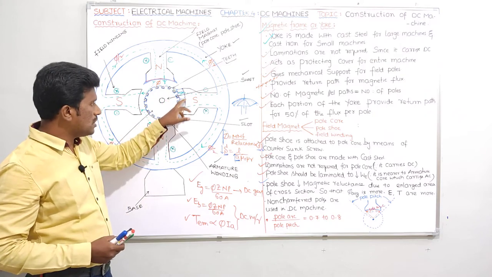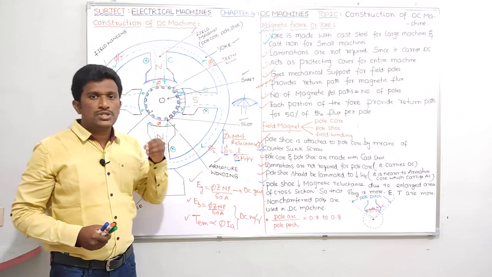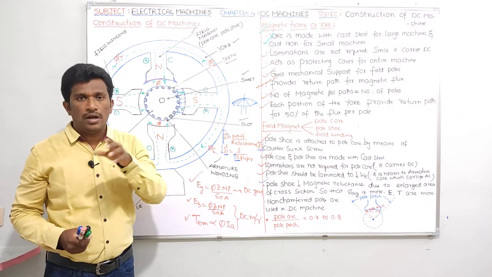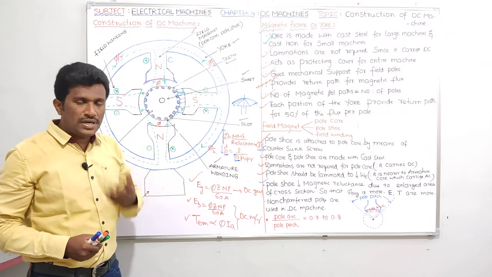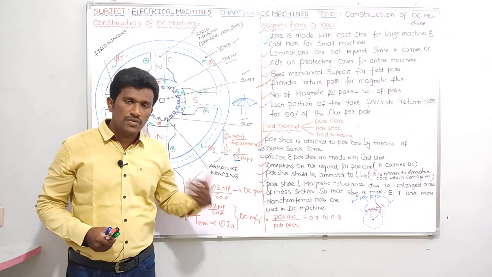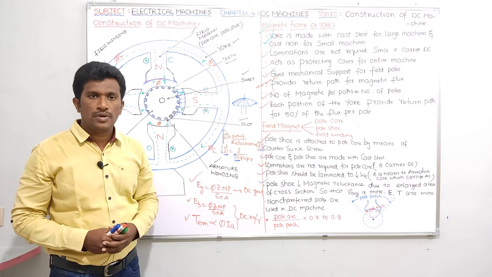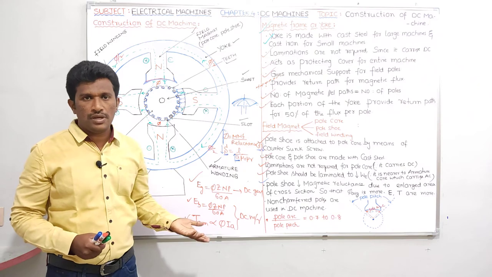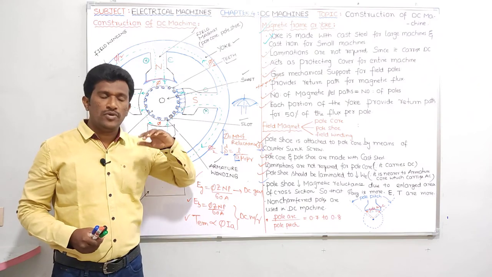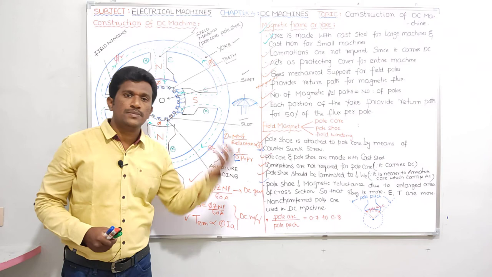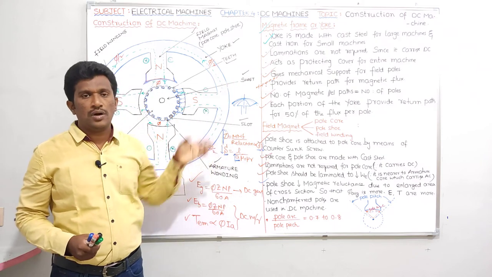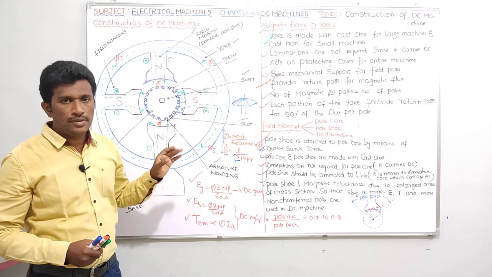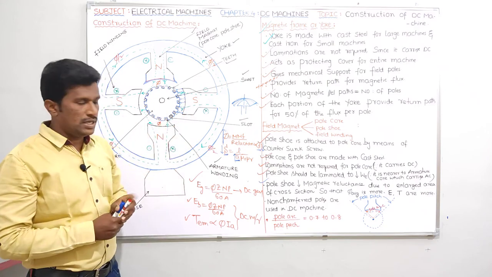Because of using non-chamfered poles, the flux density distribution will be a flat topped or trapezoidal waveform, so the average value of flux increases, EMF will be more, and torque will also be more. There is no need to bother about harmonics in a DC machine. We have to bother about harmonics in a synchronous machine and a transformer, not in a DC machine. Therefore, you have to use non-chamfered poles only. We should not use chamfered poles in a DC machine.